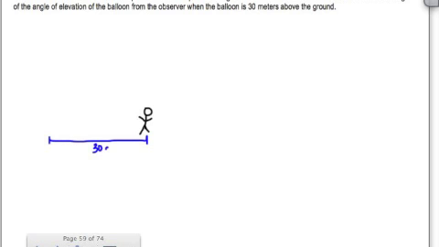So 30 meters. And the balloon is starting on the ground, and it's going up.